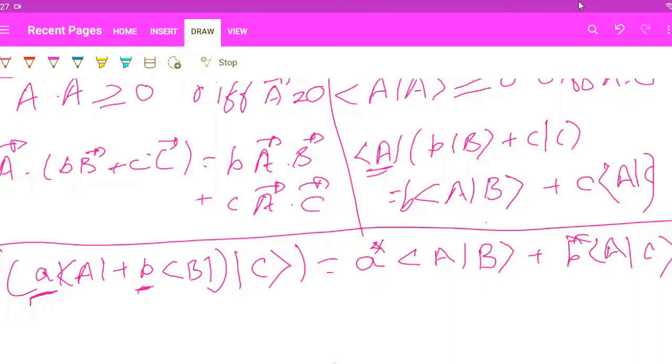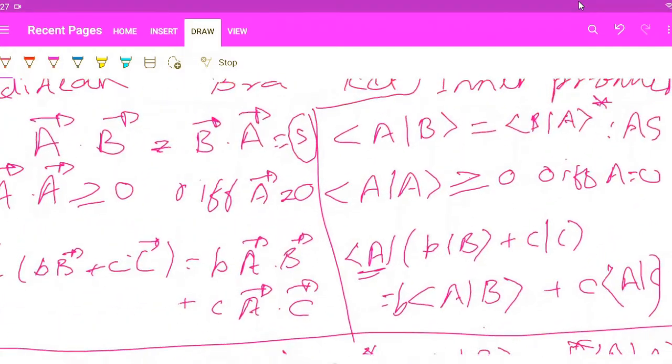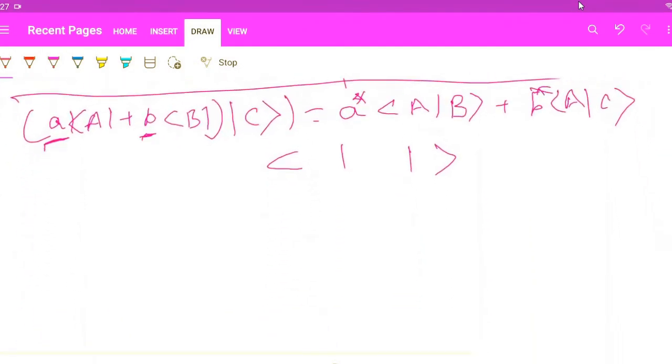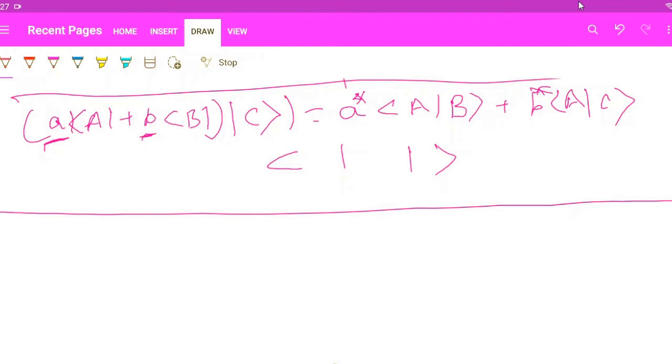When we take examples, it will be clear to you. For the time being, this is the property. So whatever you are taking out of bras, it will be a complex conjugate. And whatever you are taking out of ket, it will be a normal scalar. In general, as we discussed previously, our scalar product will be a complex number, and this particular inner product is anti-symmetric. Simple. So it is similar to our dot product.